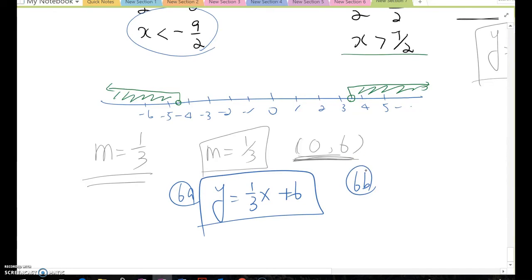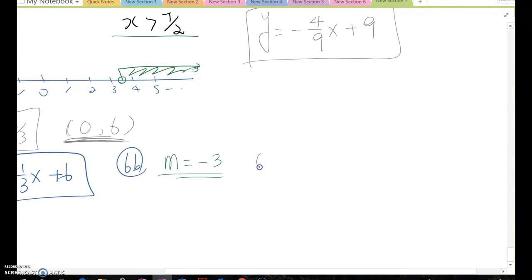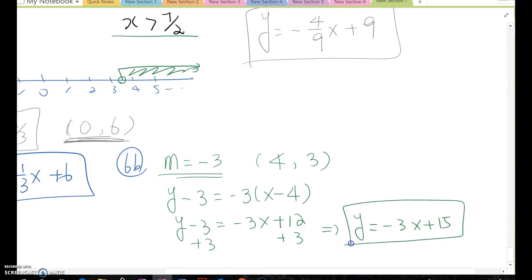Now 6b is a little bit different because it's perpendicular. What was the key point of perpendicular? Yes, the slope becomes the opposite and reciprocal. So the perpendicular line slope must be the opposite reciprocal, which means negative 3. And then what is the passing point, which is 4, 3. So the line passes through 4, 3 here. Now we can use the point-slope formula and then find the equation of the line. So y minus 3 equals negative 3 times x minus 4. So y minus 3 equals negative 3x plus 12, and plus 3. Then y equals negative 3x plus 15. So that's the answer for 6b.